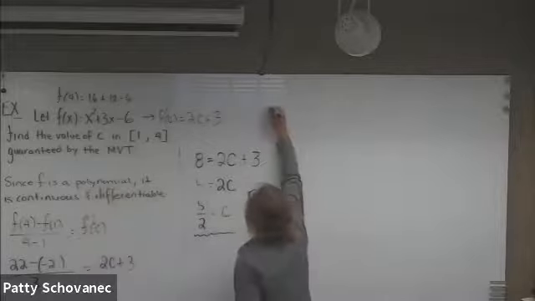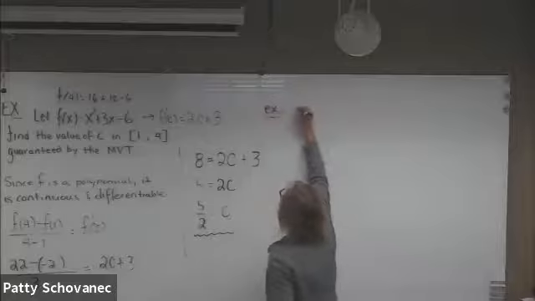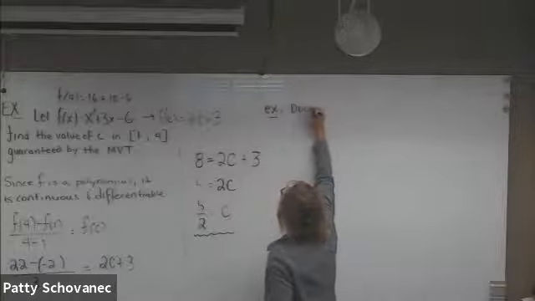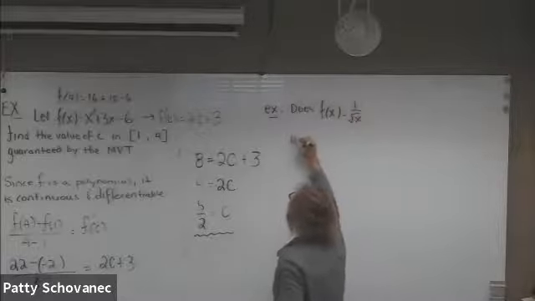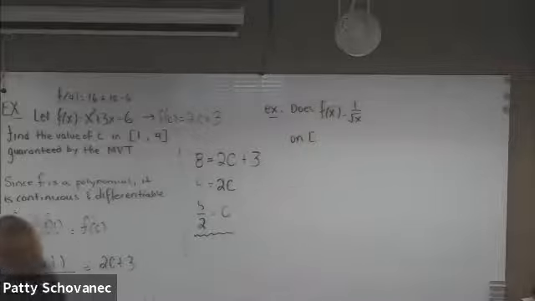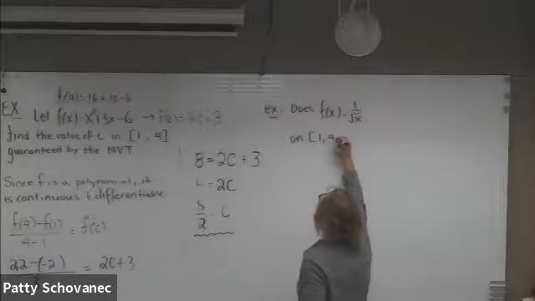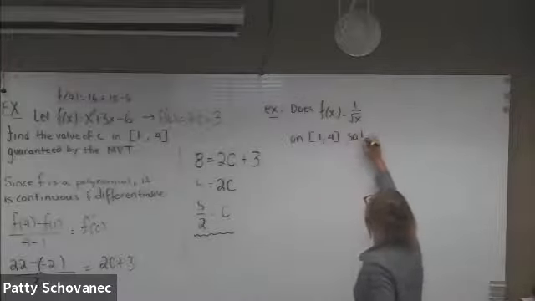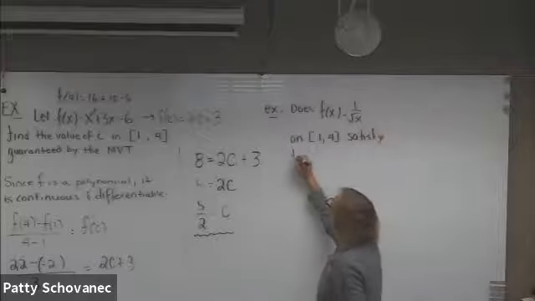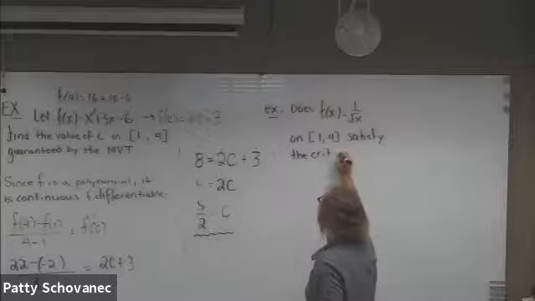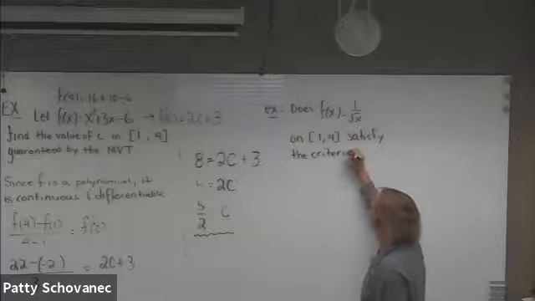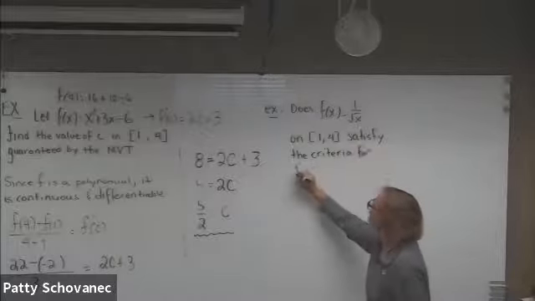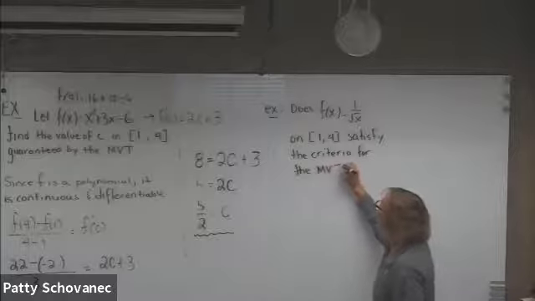Let's do the same. Does f of x equal to 1 over the square root of x on the interval from 1 to 4 satisfy the criteria, or the mean value theorem? Ooh, I can't spell that word. Criteria.